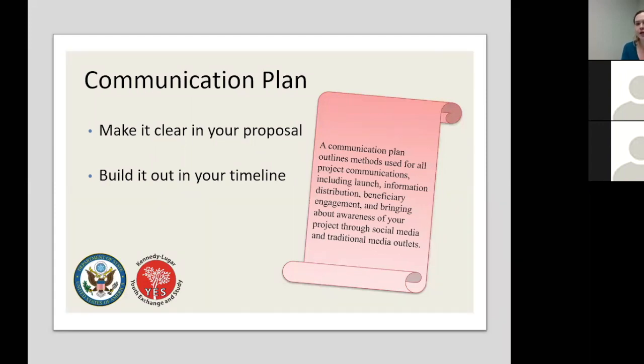Everything from informing the community of the project you plan and recruiting participants, if your project involves participants or other volunteers. So you need to think about how you're going to communicate about your project large and wide.